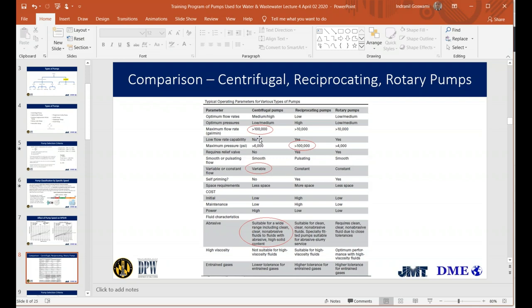So you can see that centrifugal pumps are appropriate when the flow rate is high, but when the head is relatively low. Optimum pressures, I think that's how we are expressing head in this particular table, are low to medium for centrifugal pumps, but high for reciprocating pumps. There's also, especially in the wastewater industry, whether a particular type of pump can handle embedded solids in the flow or not. That also becomes a big decision criterion.